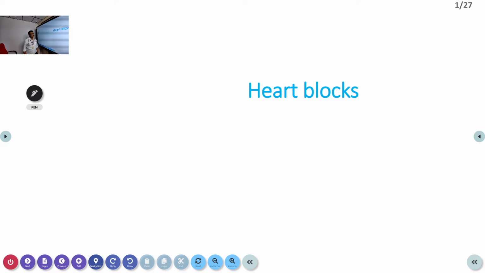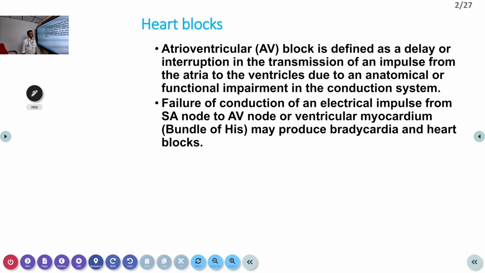Today let us discuss heart blocks. One of the most common causes of bradycardia is heart block. We all know that heart block means an AV block, atrioventricular block. The rhythm starts from the SA node, then goes to the AV node. From there it goes to the bundle of His and Purkinje fibers. So the problem is somewhere here. Okay, SA node to AV node conduction is blocked. That is the main problem.